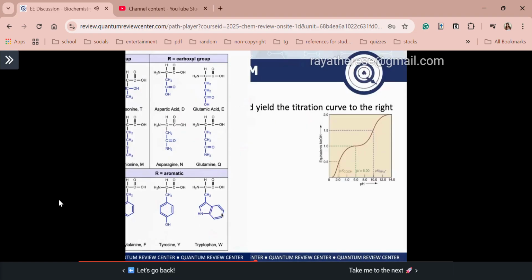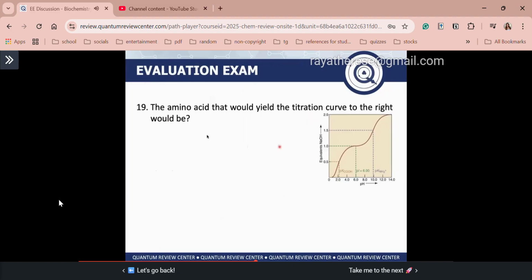Alright, let's proceed with number 19. The amino acid that would yield the titration curve to the right would be, ayan, A, leucine, B, lysine, C, histidine, D, arginine. Class, for these types of question, of course, we know sa titration curve, our main hint here is the buffering regions, diba? So the buffering regions are those regions that have a very low drastic change in pH. So sir, anong regions po yan here? So this one is your first buffering region. Your second one is your second buffering region here above our isoelectric point. Diba? This one is your isoelectric point.